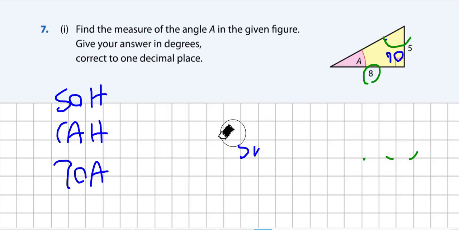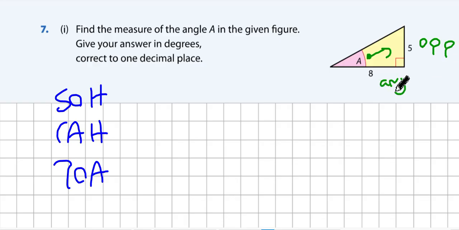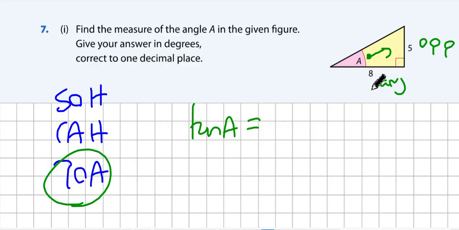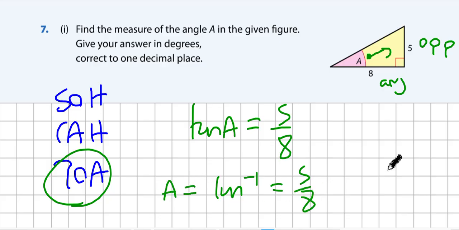So what are we going to do instead? And which one should you use? Sine, cos, or tan? We are using tan. But why is he using tan? We know the opposite. That's why he's using tan. Tan A is 5 over 8. Right. Tan inverse 5 over 8. You got 32 degrees.